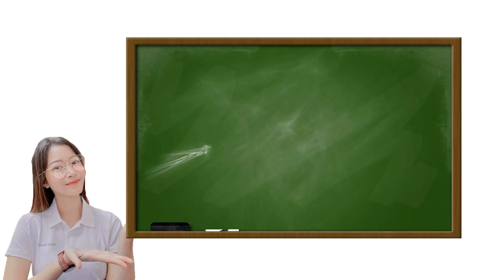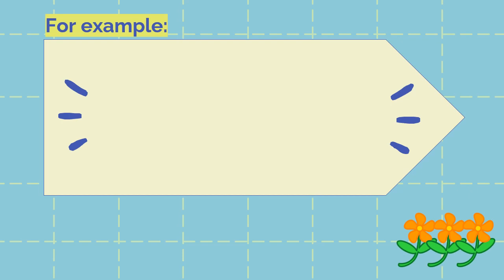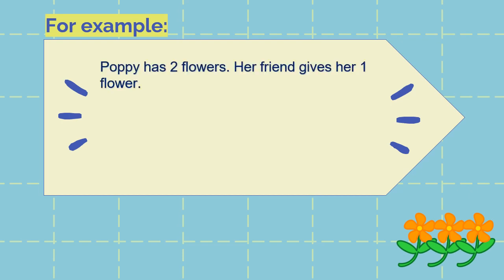We can use numerals and symbols to represent the calculation. This is called number sentence. Say the word number sentence. For example, Poppy has 2 flowers. Her friend gives her 1 flower. How many flowers does she have now? This is how the number sentence looks like.